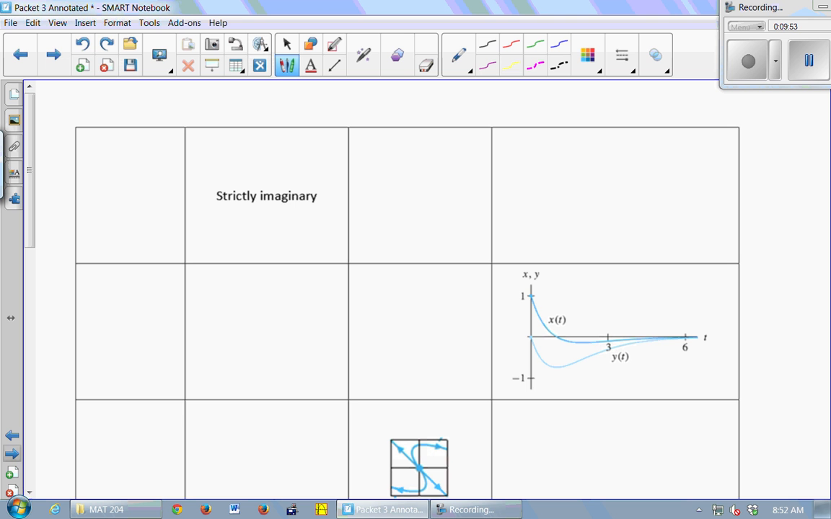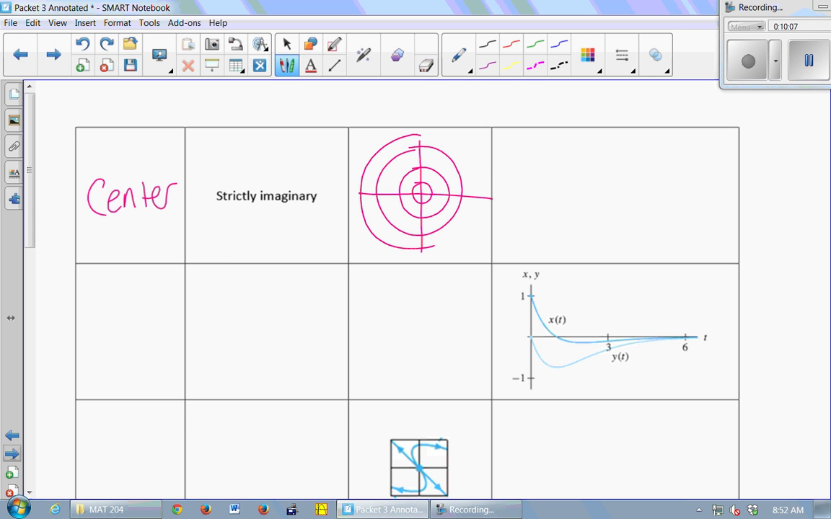All right, what kind of system has strictly imaginary eigenvalues? A center. Right, so its phase portrait is concentric circles. And you would just need to pick one point in the phase plane and find a vector at that point to tell you what direction it is circling in. I'll just put these, this is random. Yeah, they all go the same direction.